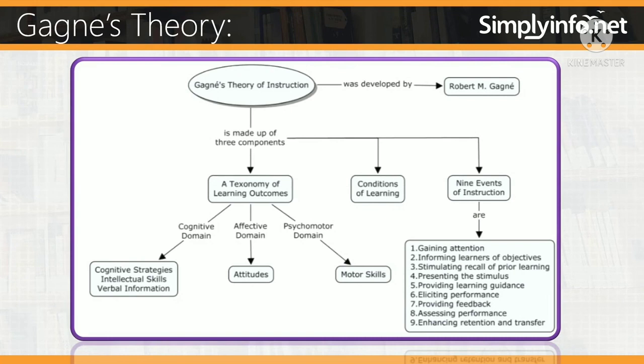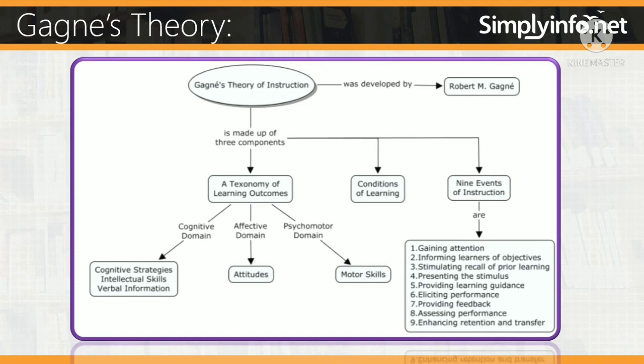Gagne's theory. Gagne's theory of instruction was developed by Robert M. Gagne. It is made of 3 components: a taxonomy of learning outcomes, conditions of learning, and 9 events of instruction. The taxonomy of learning outcomes is divided into cognitive domain, affective domain, and psychomotor domain. Cognitive domain: cognitive strategies, intellectual skills, verbal information. Affective domain: attitudes. Psychomotor domain: motor skills.